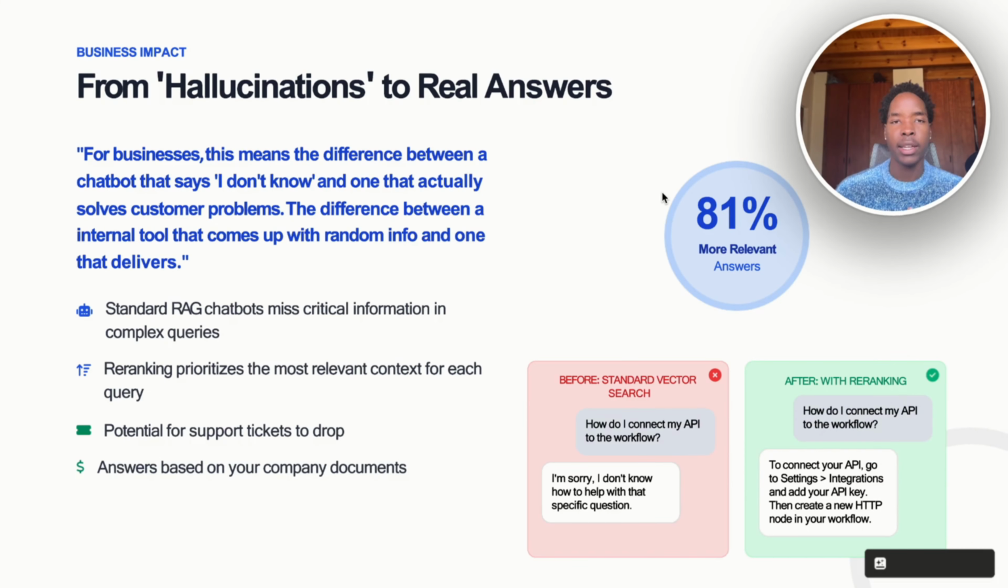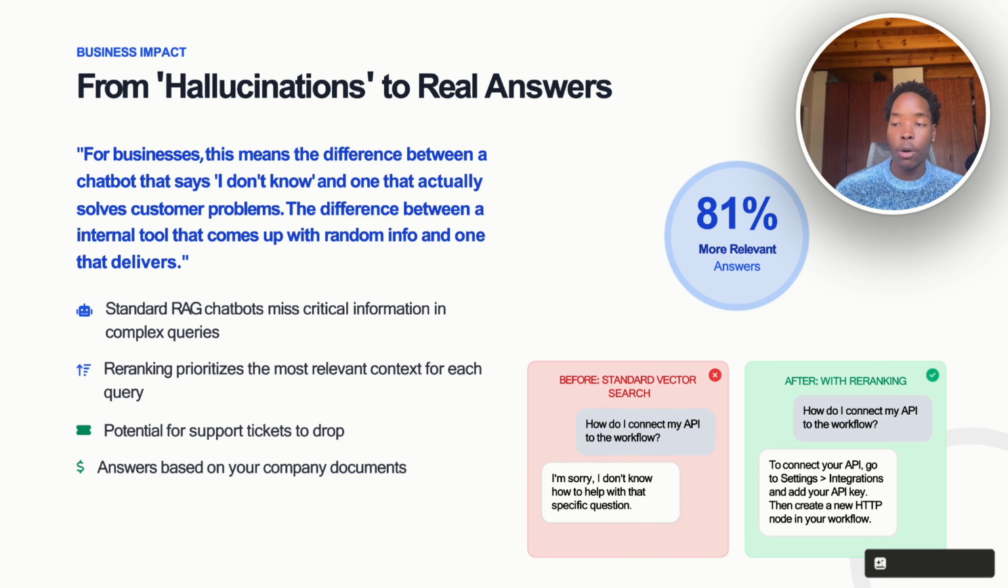So let's talk about the business impact and why this is important: from hallucinations to real answers. You might have RAG agents right now that, when you ask questions, start hallucinating, basically using their baked-in knowledge and training data, not your RAG-enabled workflows. Standard RAG chatbots miss critical information in complex queries. Re-ranking prioritizes the most relevant context for each query, and potential support tickets drop, with answers based on your company documents.